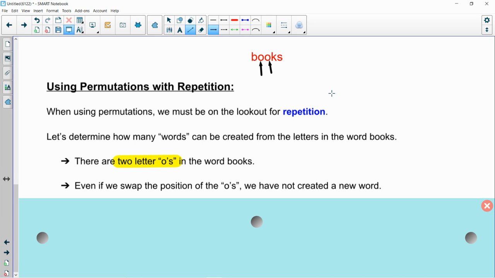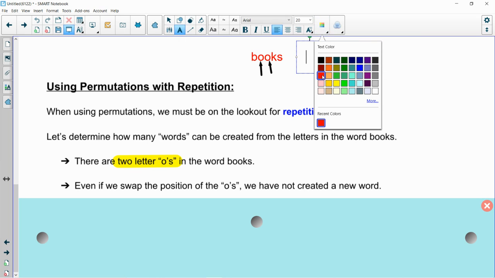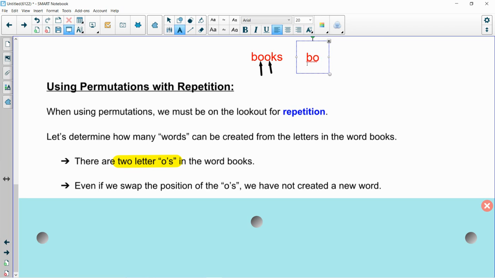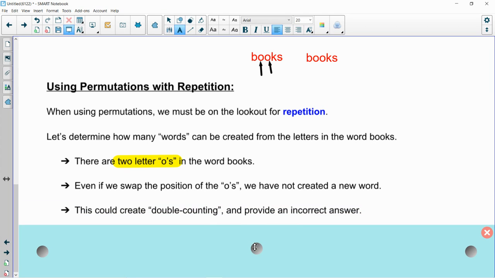Now, wouldn't a different arrangement of these letters, where we simply swapped the 2 O's, and that would be rearranging 2 out of the 5 letters, look exactly the same? If we take these 2 O's and switch them, put them in the opposite order for our second word, these 2 words are the same. There's no way of us knowing which O is which. There's our repetition. So that's what we have to think about.